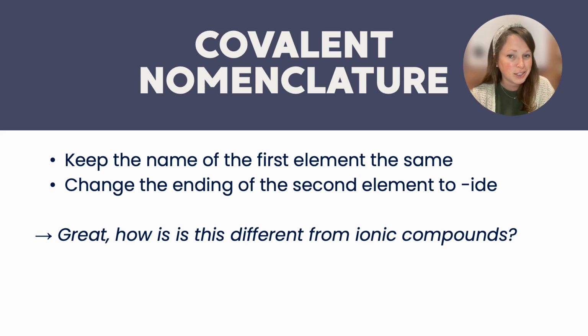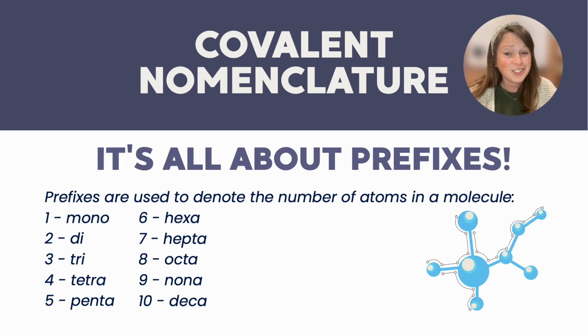So how is this different? Well, the difference is in a covalent compound we don't have charges. So how are we going to show how many atoms we have of each to make sure that those electrons are shared? The answer is prefixes. You want to go ahead and memorize these 10 prefixes. The ones that always trip students up: 2 is di, not bi, 4 is tetra, not quad. Those are tricky because they're opposite of what you learned in math class. So know these 10 because, unfortunately, you'll have to use all 10.